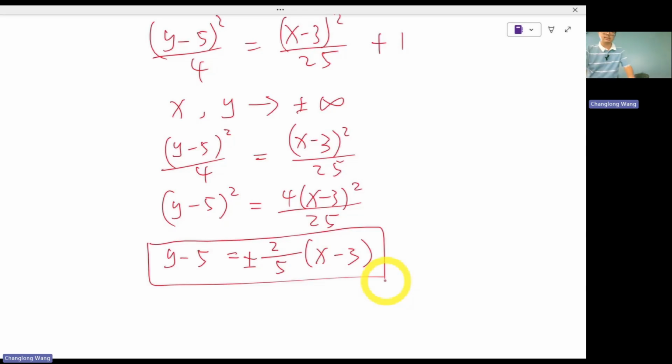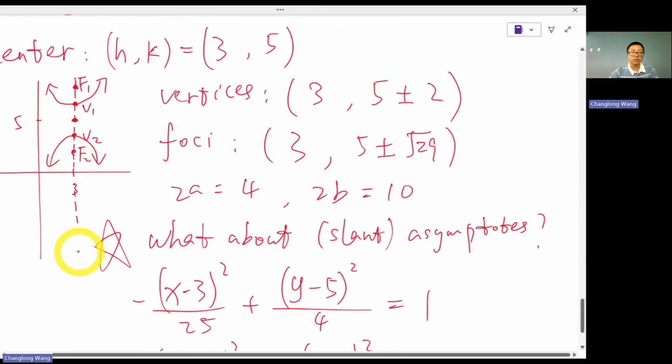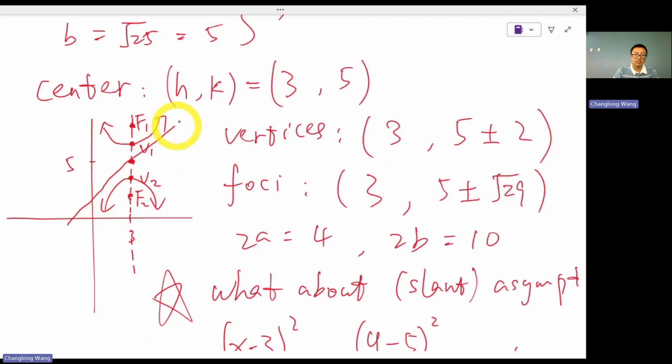So now let's see if it makes sense. I claim that there are 2 asymptotes. Both of them are going to go through a point, which is (3, 5), right? So now let me draw straight lines because that will be easier to do over here. But you know they're supposed to be dashed lines.